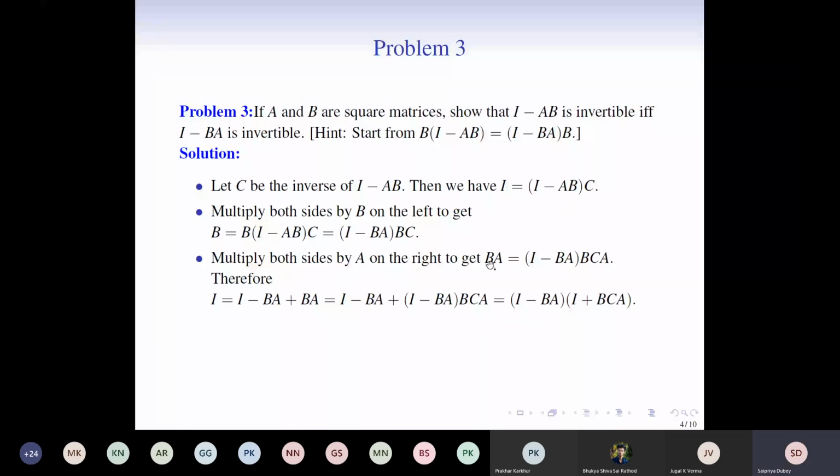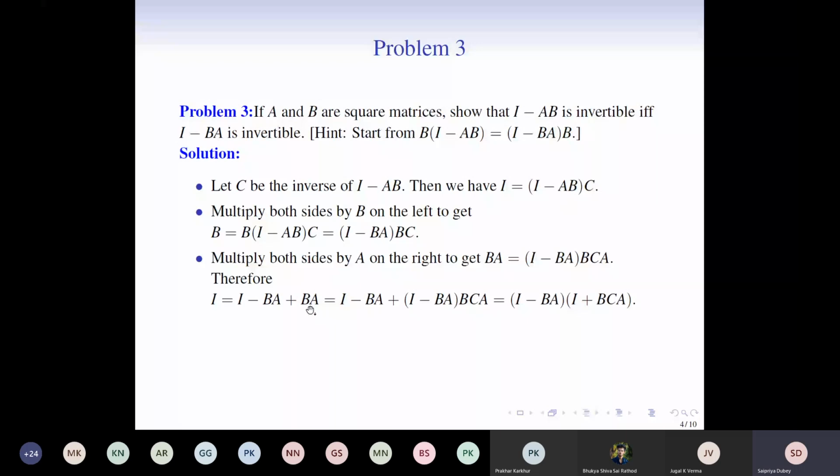Okay, so therefore we have identity. Identity can be written as identity minus BA plus BA, and that can be written as I minus BA plus BA. BA we just found to be this, so we just substitute it over here instead of BA. So we get this.